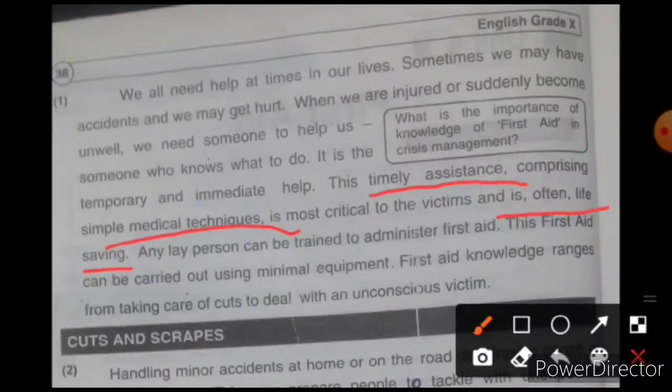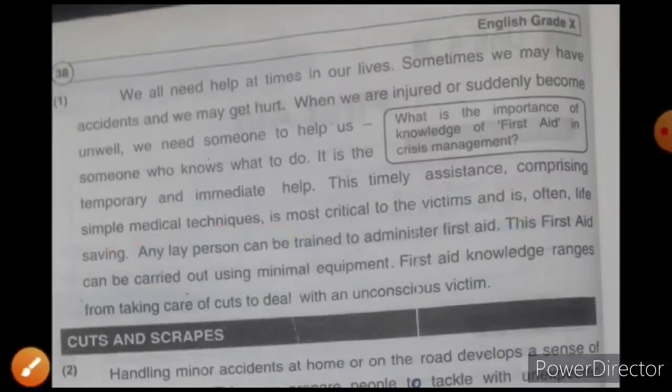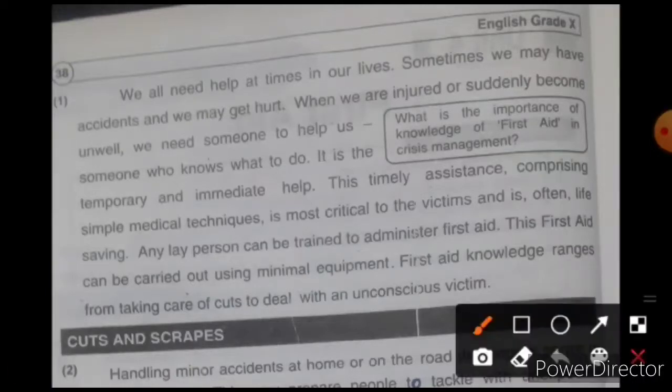Okay, now here we are. Any person can be trained to administer first aid, and this first aid can be carried out using minimal equipment. First aid knowledge ranges from taking care of cuts to dealing with an unconscious person. So certain minor cuts, you can deal with that as well. And a person who is unconscious, with these techniques, you can bring him into consciousness. Unconscious का मतलब होता है बेहोश होना. Now consciousness मतलब है कि आप उसको होश में लेके आते हैं.